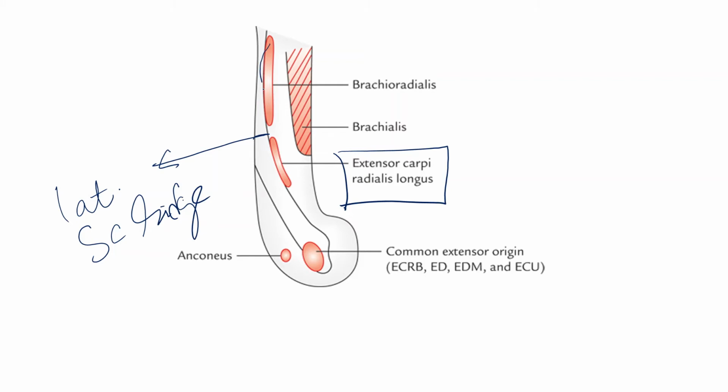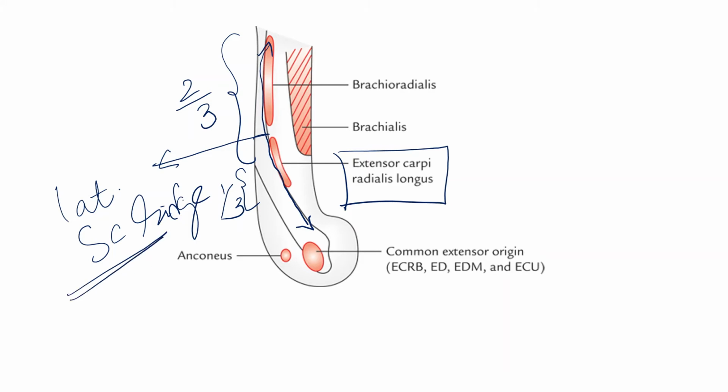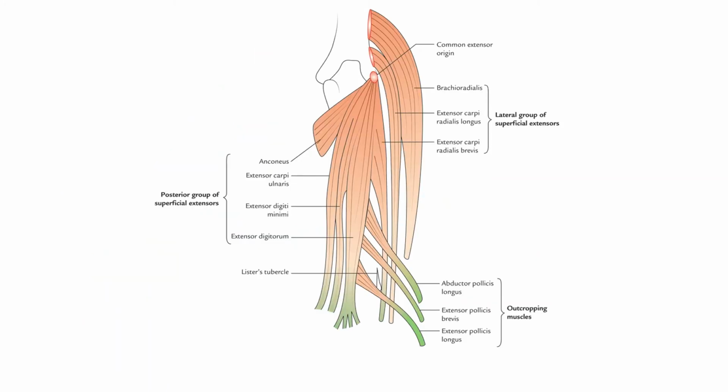The entire lateral supracondylar ridge, when we see here, gives attachment to 2 muscles. The upper 2/3 of the lateral supracondylar ridge is occupied by the brachioradialis, whereas the lower 1/3 is occupied by the extensor carpi radialis muscle. So the origin of this extensor carpi radialis longus is from the lower 1/3 of the lateral supracondylar ridge of the humerus.